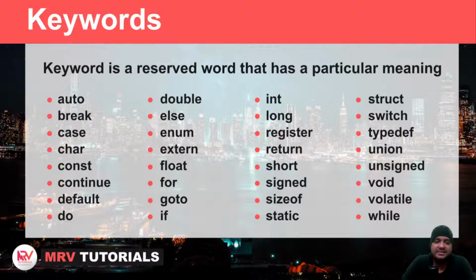For example, if you look at the keyword int, right? It has a special operation. It refers to an integer. The variable which you are going to declare is going to be an integer, or the value which you are going to return is going to be an integer. So likewise it has a specific meaning, right? Similarly, void represents a null data type, right?